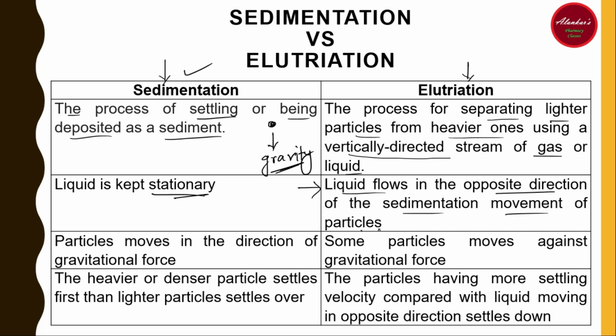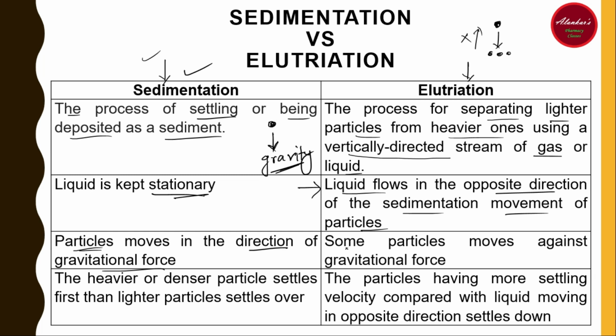In elutriation, the direction of settling of the particles is the same as in sedimentation, that is towards the lower portion of the tank, equipment or vessel. But the direction of movement of the liquid is kept opposite, that is vertically upwards. On the other hand, in sedimentation, the liquid is kept stationary and is not moving. In sedimentation, particles move in the direction of gravitational force. Simply, the particles fall because of gravity.